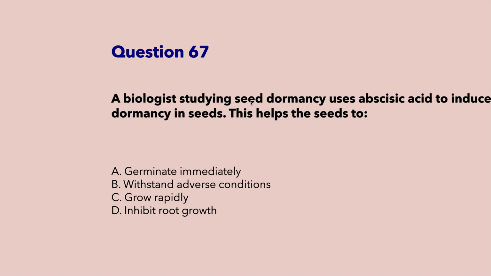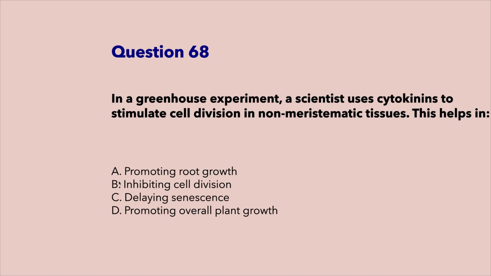A biologist studying seed dormancy uses abscisic acid to induce dormancy in seeds. This helps the seeds to withstand adverse conditions. In a greenhouse experiment, a scientist uses cytokinins to stimulate cell division in non-meristematic tissues. This helps in promoting overall plant growth.